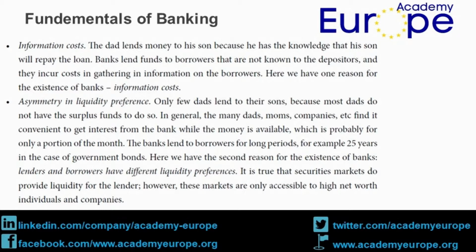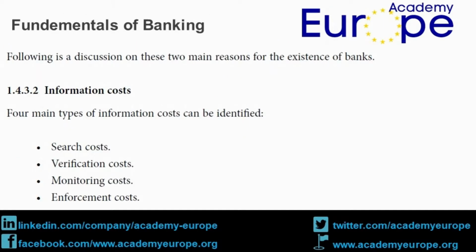Asymmetry in liquidity preference. Only few dads lend to their sons, because most dads do not have the surplus funds to do so. In general, the many dads, moms, companies, etc. find it convenient to get interest from the bank while the money is available, which is probably for only a portion of the month. The banks lend to borrowers for long periods, for example 25 years in the case of government bonds. Here we have the second reason for the existence of banks: lenders and borrowers have different liquidity preferences. It is true that securities markets do provide liquidity for the lender, however, these markets are only accessible to high net worth individuals and companies. Following is a discussion on these two main reasons for the existence of banks.